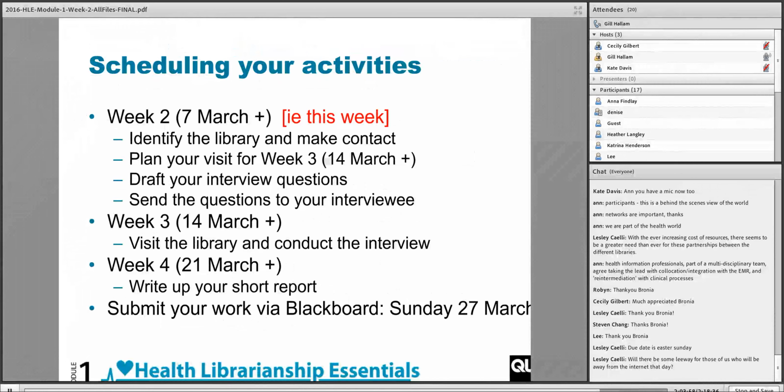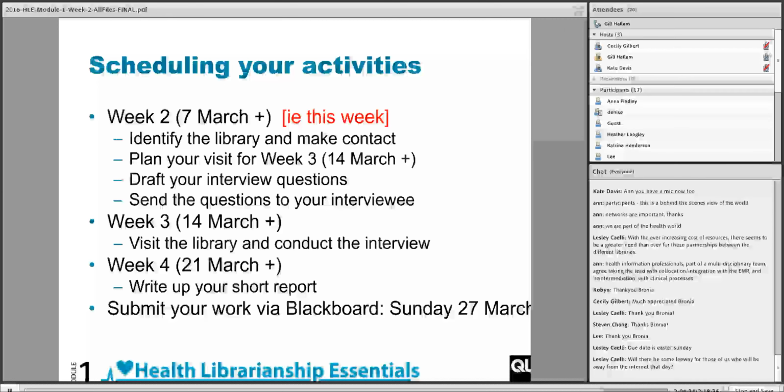This slide is probably quite important to look at for the scheduling. So week 2 is now, this week. You need to make sure that you identify the library and make preliminary contact with the librarian there so that you can plan your visit for next week. If you go backwards from the due date, which is around Easter, you've got to write the report, etc. So you've got to schedule what you've got to get done.